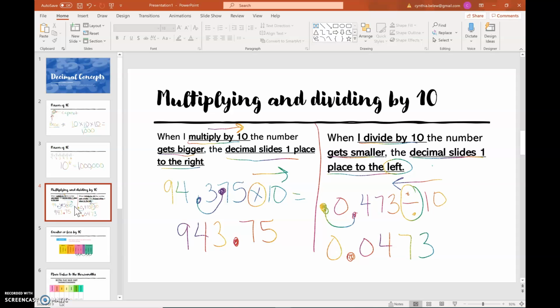Again, no math involved. They just have to remember that when you multiply, the number gets bigger. So the decimal slides one spot to the right when you're multiplying by 10. And when you're dividing by 10, the number gets smaller. So you slide that decimal one spot to the left.